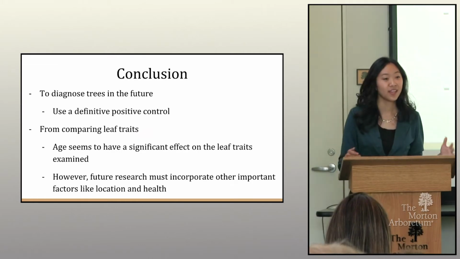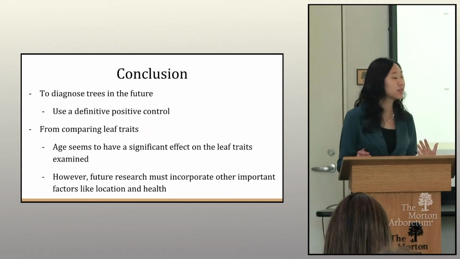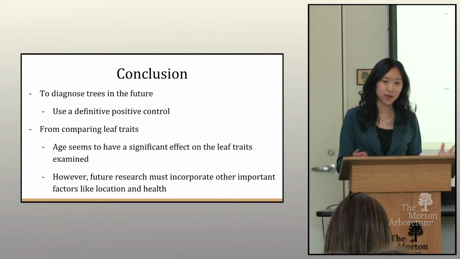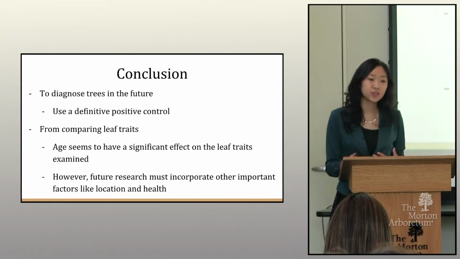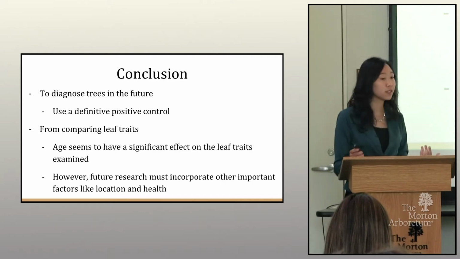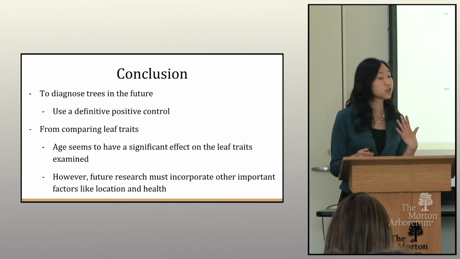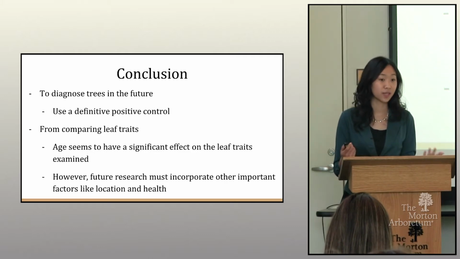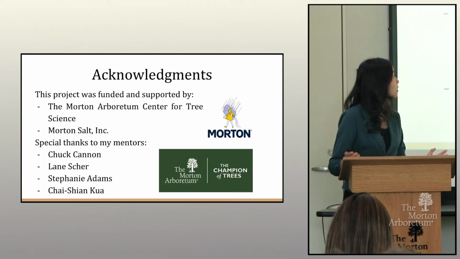In conclusion, to diagnose these trees in the future, I wanted to use a definitive positive control. And based on the results I got from comparing the leaf traits, while age seems to have a significant effect on the leaf traits examined, future research would have to incorporate important factors like location and health.